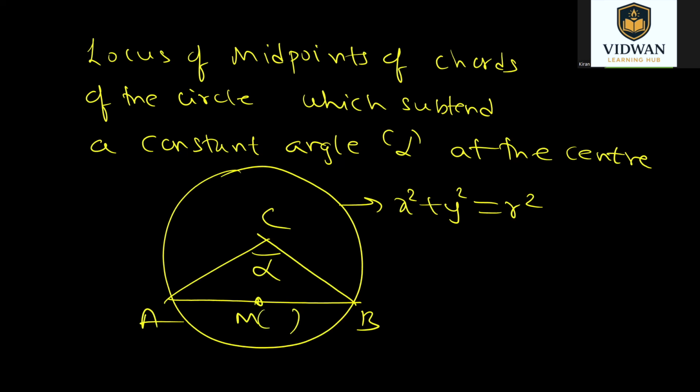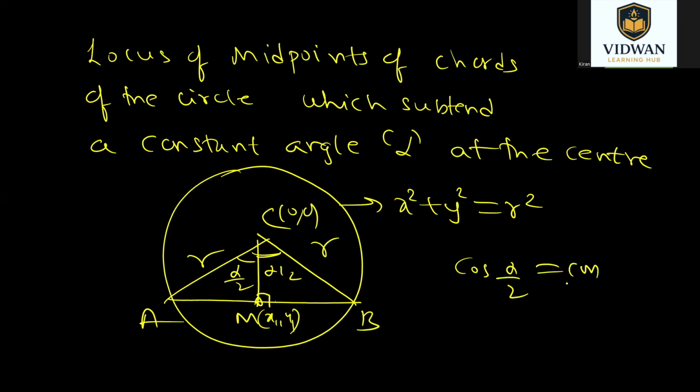So for this, just again join these two. This will be perpendicular. And that angle will be divided into 2 equal parts, alpha by 2 each, because they are congruent triangles. This is the radius r. So from the diagram, if I take this as say (x1, y1), center as (0, 0) according to the circle given, clearly in triangle AMC, cos alpha by 2 is adjacent by hypotenuse, so CM by r.